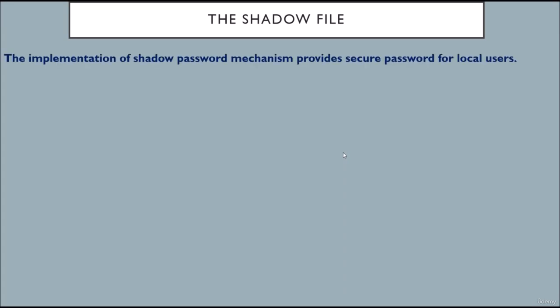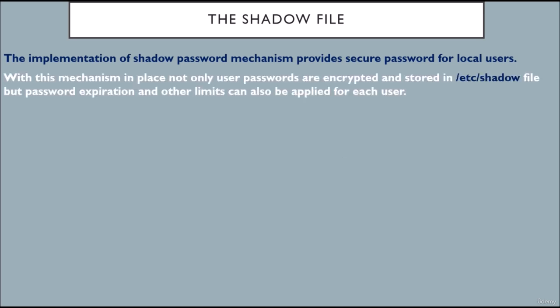In this lecture, we will talk about the shadow file. The implementation of shadow password mechanism provides secure password for local users. With this mechanism in place, not only user passwords are encrypted and stored in /etc/shadow file, but password expiration and other limits can also be applied for each user. We can cat the /etc/shadow file and see what it has.